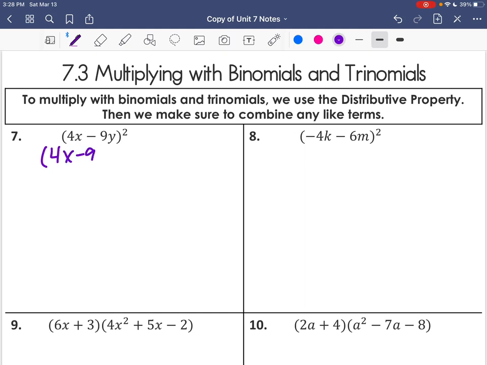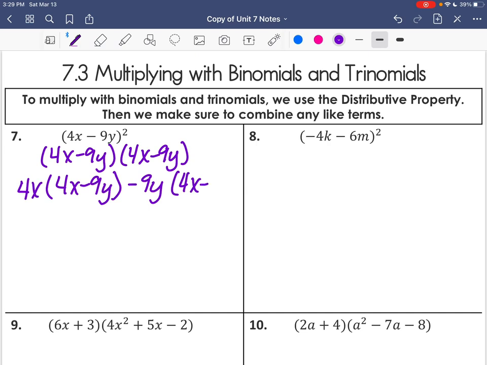So again, it is important to remember that this is the same thing twice. I highly encourage you to rewrite it, instead of being 4x minus 9y squared, as 4x minus 9y times 4x minus 9y, so you don't miss out on that middle part of your answer. So we're going to have 4x times 4x minus 9y, and then we're going to have minus 9y times 4x minus 9y. Remember that this 4x minus 9y is what's going here, that's staying in the parentheses. And this first 4x minus 9y is getting separated into 4x and minus 9y so that we can double distribute it.